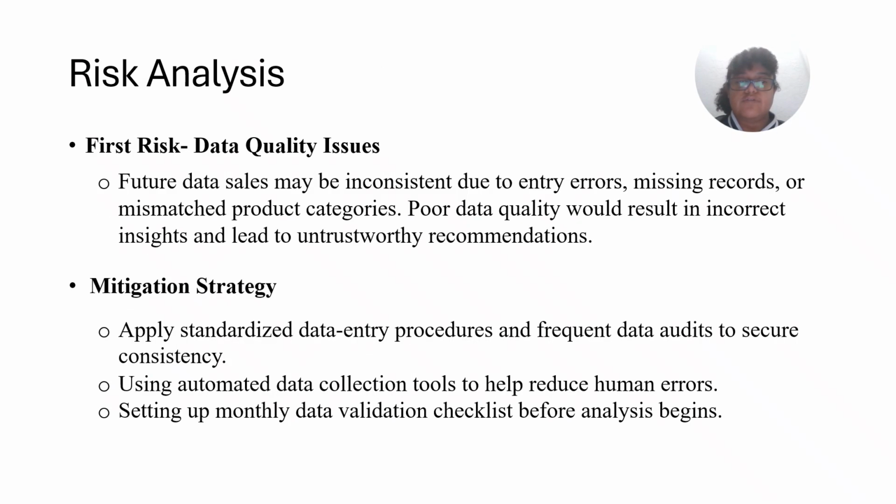The first possible risk associated with our proposed project is data quality issues. Even though the presented data set is clean, future sales data may be inconsistent due to entry errors, missing records, or mismatched product categories. If poor data quality were to occur, it would result in incorrect insights and lead to untrusted recommendations. The mitigation strategy to address this risk is to apply standardized data entry procedures and frequent data audits to secure consistency. Using automated data collection tools would also help to reduce human error. Setting up monthly data validation checklists before analysis begins would also help greatly.